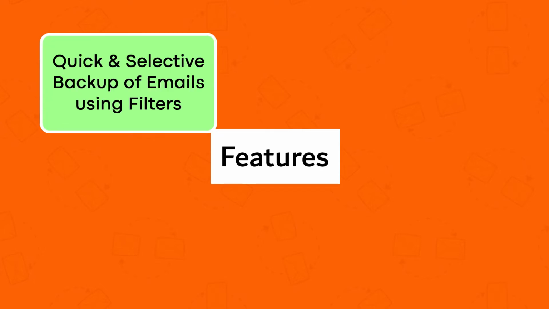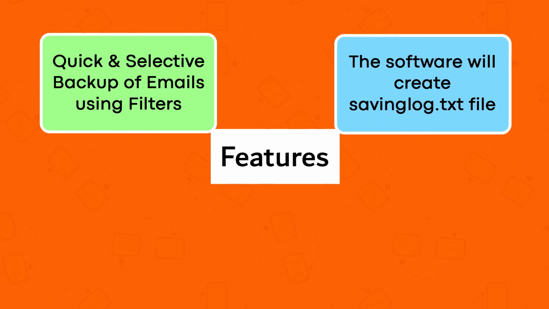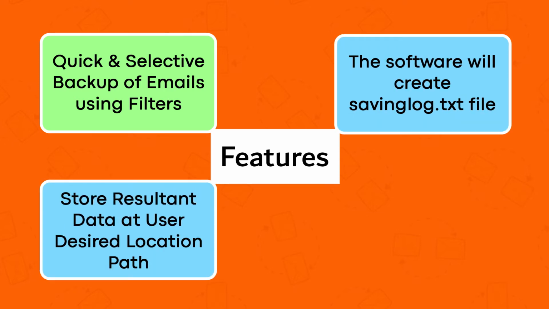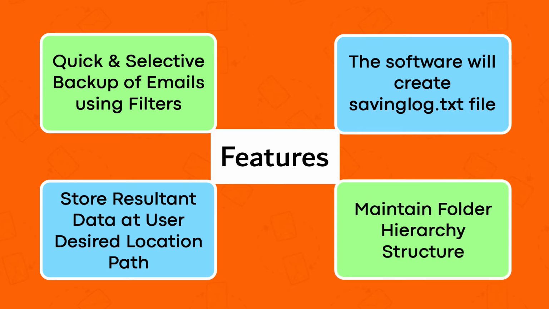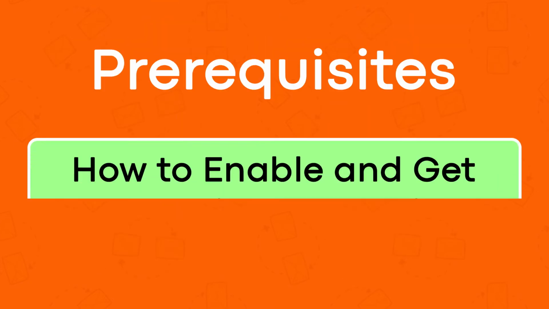Use Email Backup Wizard and get these ultimate features. Quick and selective backup of emails using filters. The software will create saving log.txt file. Store resultant data at user desired location path. Maintain folder hierarchy structure. Now let's check prerequisites.